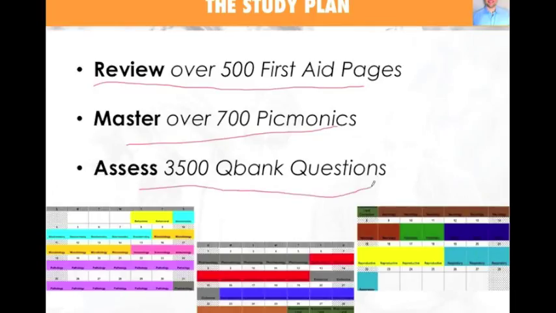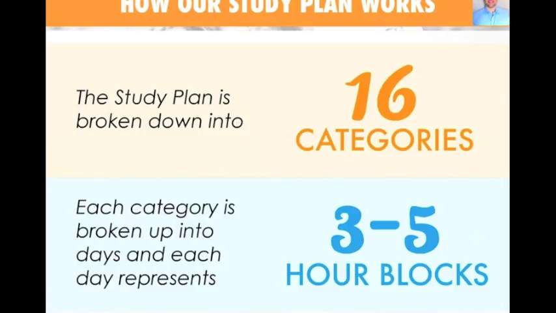And then you're going to be able to assess your mastery of the information using 3,500 different question bank questions. Now, in our plan, we have included the Kaplan and the UWorld question banks, and we've selected these question banks because our highest performing users are using those 2 Q banks. So our study plan works like this. We've broken it down into 16 different categories, and each category is actually broken up into a day. And then each day is broken down into 3 to 5 hourly blocks, depending on the subject matter.